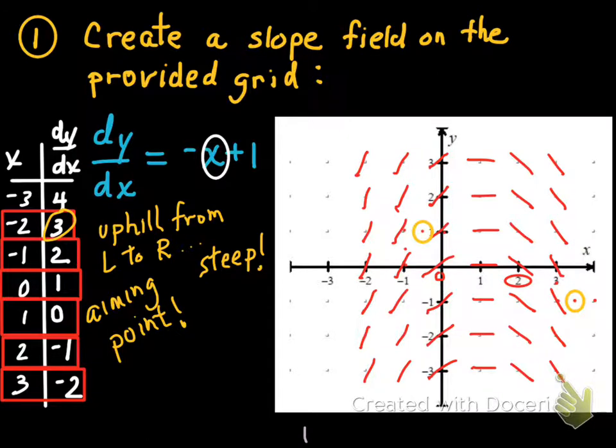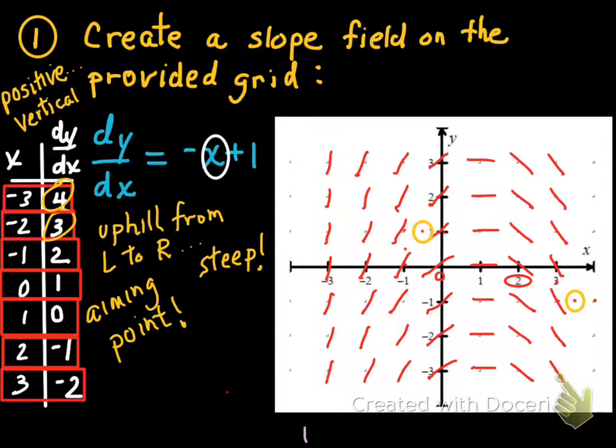It's just when I compare to the guy next door, it better be uphill, number one, and it better be steeper than the slope to the right, number two. And then at -3, I got a slope of 4. That thing has got to be a positive slope and nearly vertical, like this. Ding! Got him. So there's my slope field.